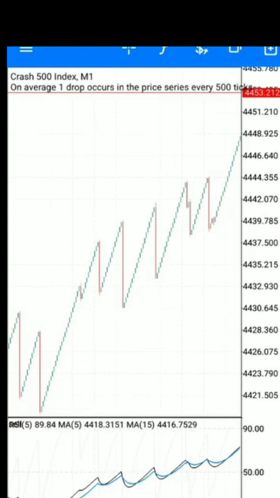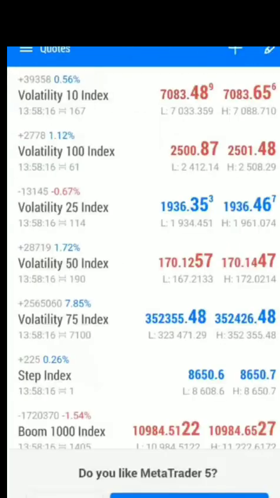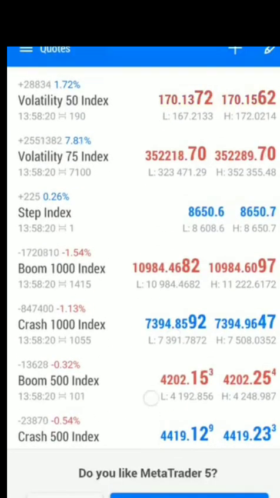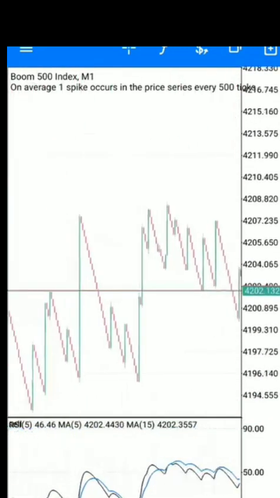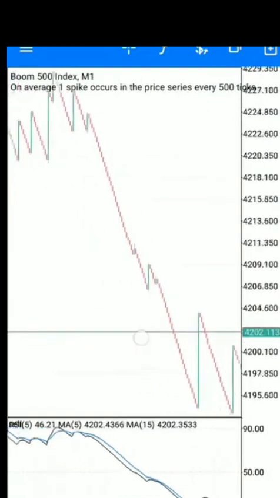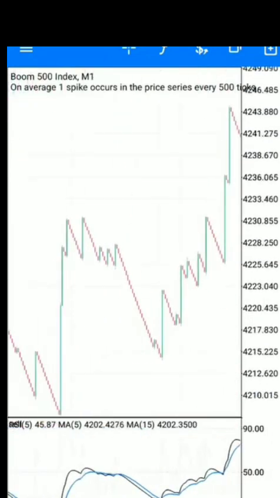So I have shown you the strategy right now. Should we check it on Boom? Okay, let's check it on Boom 500. Let's see. Still the same system, just very much the same system. There is no difference. Just that for Boom, you're catching your spike to the upside, and then for Crash, you're catching your spike to the downside.